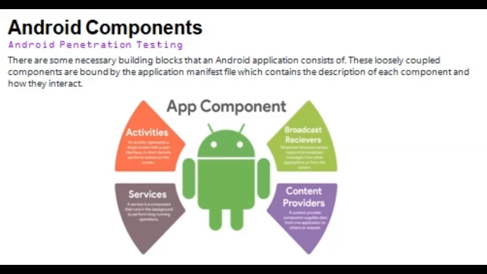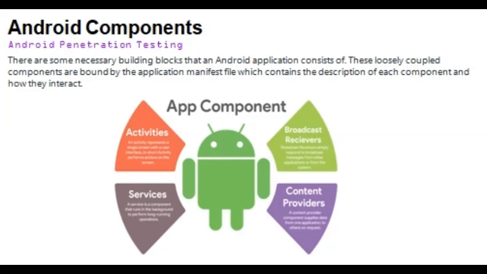So if we see, application components are broadly categorized into four different sections. One is activities, one is broadcast receivers, one is services, and one is content providers. Along with this, there are certain additional Android components also. We'll be discussing them in the upcoming session.